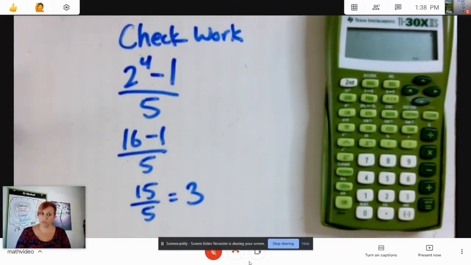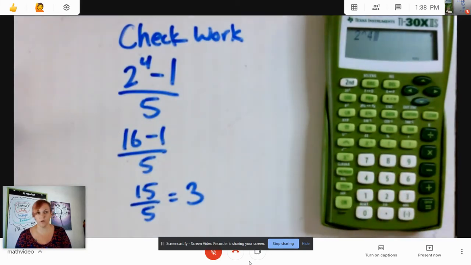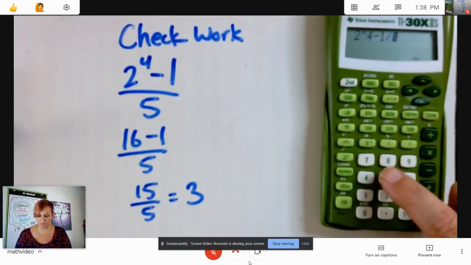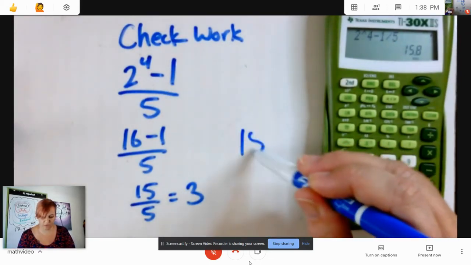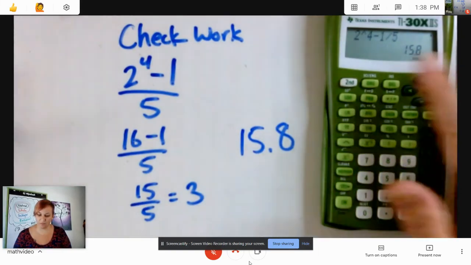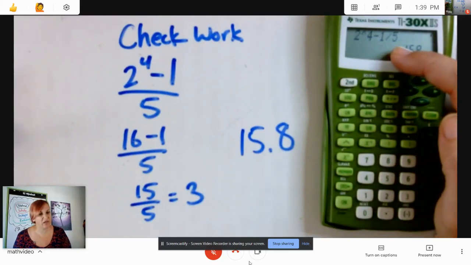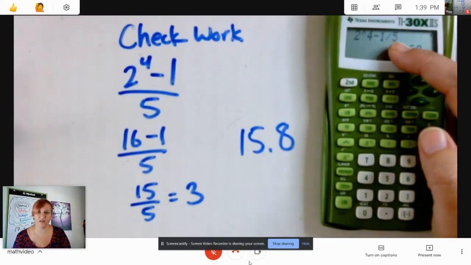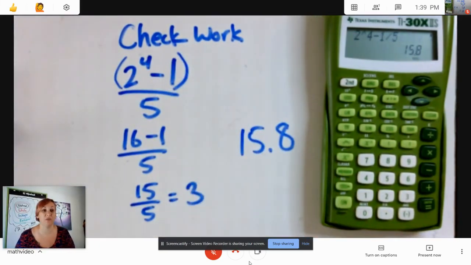Now, this one's a little bit tricky to type in. If I type it in exactly how it looks, I'm actually not going to get the right answer. So let's try it. 2 to the power of 4 minus 1 divided by 5 equals. And this says the answer is supposed to be 15.8, which I'm pretty sure is not the right answer. What happened here is when I typed this in, I followed the 1 with a divided by 5, and so my calculator thinks I just want to do 1 divided by 5. When in reality, I want the whole numerator to be divided by 5.